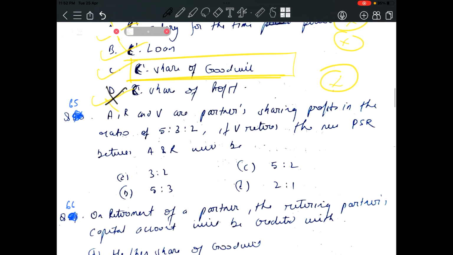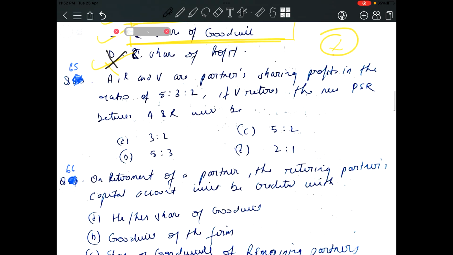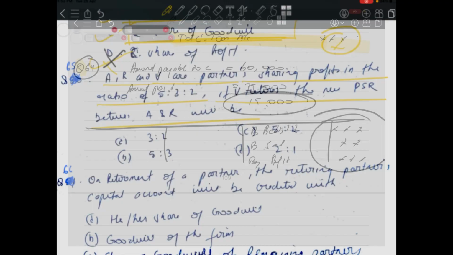Okay, we are done with question number 64. Now let's come to question number 65. What is question number 65 saying? A, R and V are partners sharing profits in the ratio of 5:3:2. If V retires, the new profit sharing ratio between A and R will be, okay, we have to calculate the new profit sharing ratio. Let's solve this.